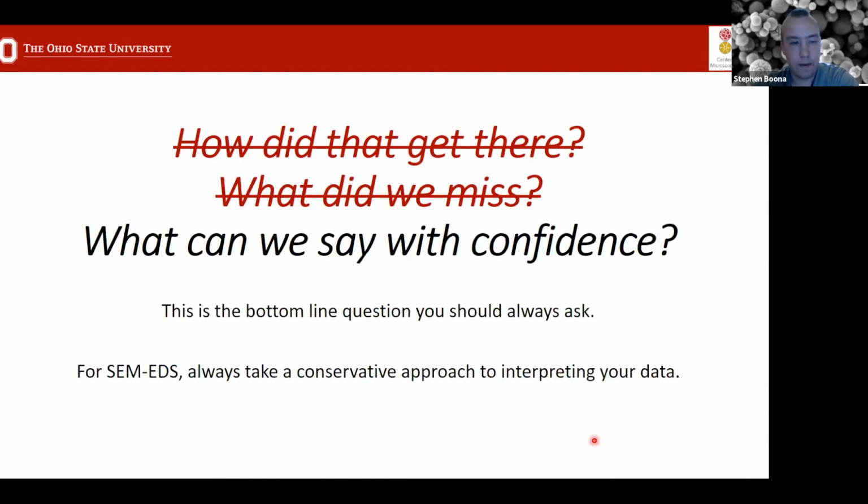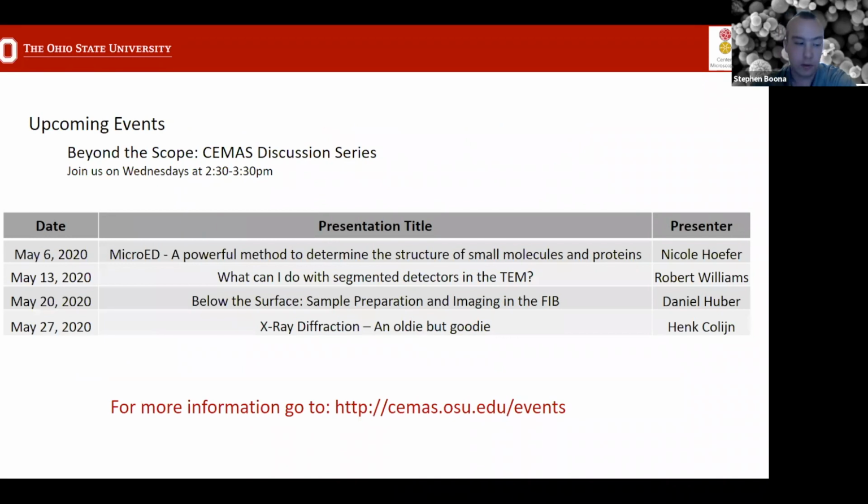Okay, so after all of that, we asked our question, how did that get there? And then we inverted it to ask, what did we miss? And I think the goal should be to ask yourself, what can we say with confidence when you're doing this type of analysis? This is always a good bottom line question to ask because whether you're trying to look for elements or eliminate the possibility that elements are present, you should always be careful and take a conservative approach to interpreting your data. So with that, I will conclude.